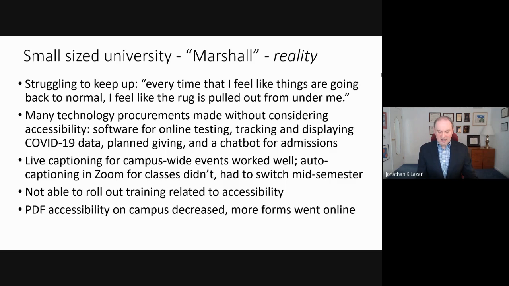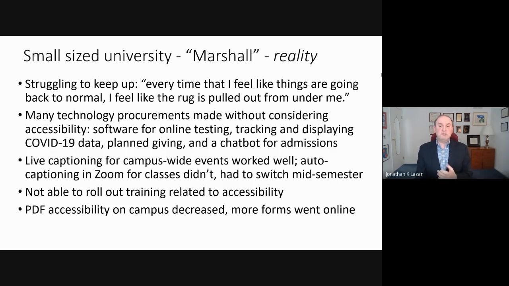And so Marshall said he was struggling to keep up. He said every time that he felt like things were getting back to normal, he felt like the rug was just pulled out from under him. Marshall talked about how many technology procurements bypassed him and his team.